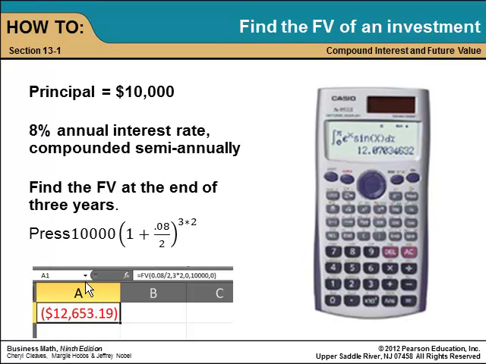So, in this case, $10,000 compounded semi-annually. Notice we took the 8% and divided it by 2, and we took the 3 years and multiplied it by 2 because there are going to be 6 semi-annual periods in 3 years. In Excel, we did the 8% divided by 2, the 3 years times 2, and the $10,000, and we got $12,653.19.